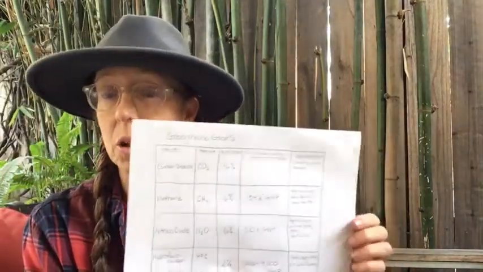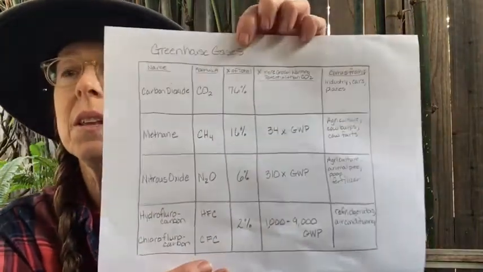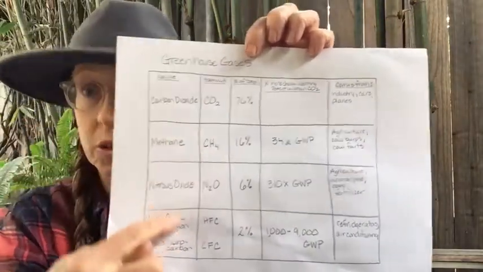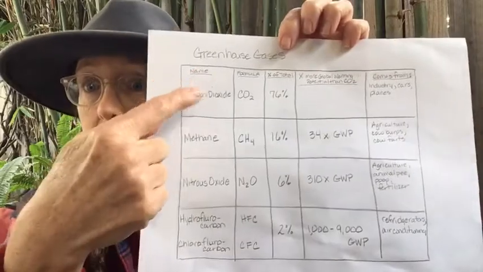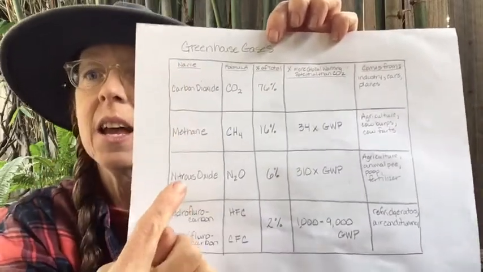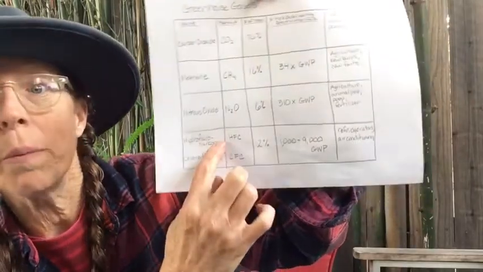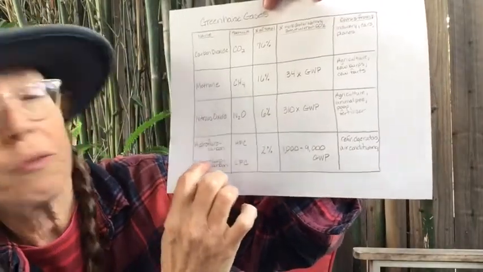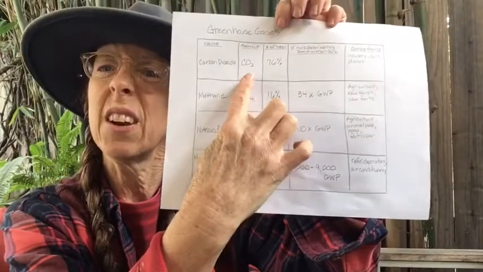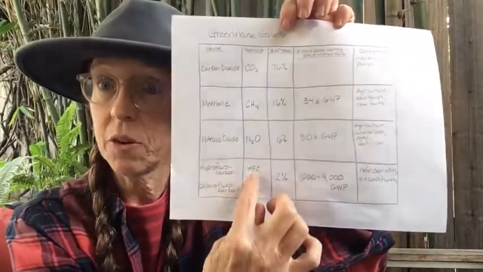So what I did was I made a chart, and this I think will help you too. You can refer back to this when we get to the part of the lesson where we're going to be writing this information on our landscape. You can see here are 4 major types of greenhouse gases: carbon dioxide, methane, nitrous oxide, hydrofluorocarbon, and chlorofluorocarbon. And you can see here, this is the scientific formula for each.